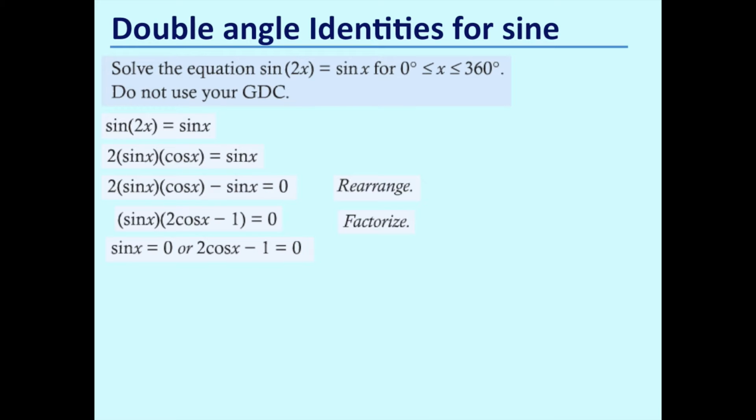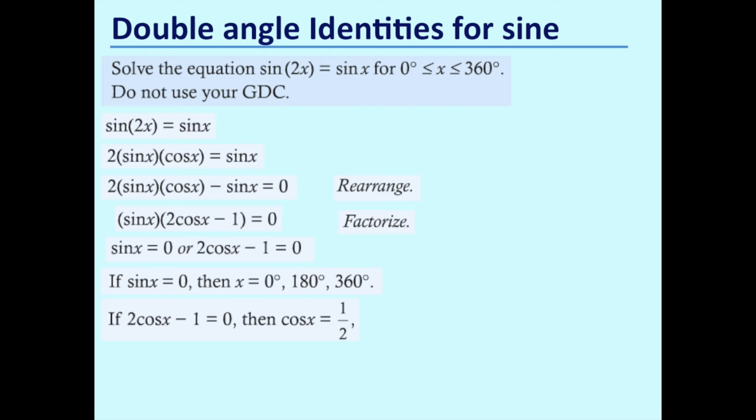So if sine x equals 0, remember we are looking at values between 0 and 360, then x must be 0, 180 and 360. Alternatively, if 2 cos x minus 1 is equal to 0, then we're going to end up with cos x equals a half, and consequently we will be able to see that x must equal 60 degrees or 300 degrees. So it says solve the equation, so we need to look at all the solutions. So in total, 0, 60, 180, 300 and 360 degrees.